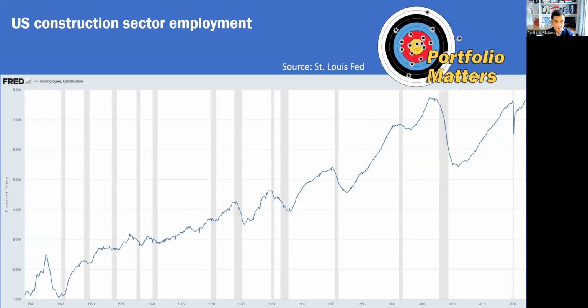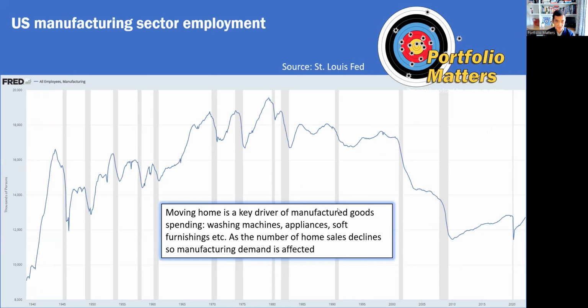So this is US construction sector employment on a linear scale. You'll see that during the Great Financial Crisis, it collapsed from what, 7.8 million to 5.5. So it dropped by a third. So these are big swings in construction sector employment. And you see during the recent pandemic, there were big layoffs very quickly. This is manufacturing sector employment, which is also volatile.